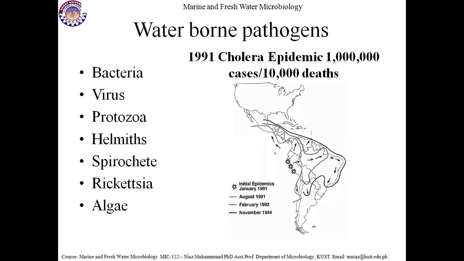So for waterborne pathogens, in 1991 cholera epidemics, thousands of cases and 10,000 deaths happened. So we know very well that microorganisms, viruses, protozoa, helminthes, spirochetes, rickettsia, and algae are all present in the environment, and from the environment to healthy individuals they are coming through water. It was established in 1991, due to the cholera epidemic, that pathogens present in the environment get access to healthy individuals through water.